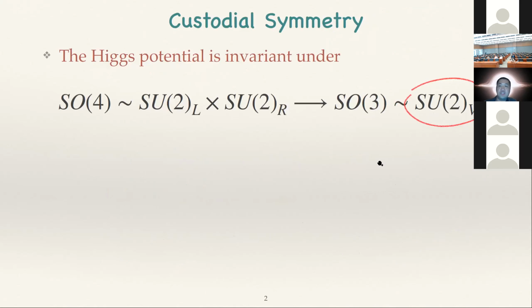So let's go over what custodial symmetry is. Just a revision: the Higgs is a complex doublet, and the Higgs potential is invariant under SO(4), that is SU(2) left times SU(2) right, the old story. Go to symmetry breaking: the VEV breaks SO(4) to SO(3), and you have a remaining SU(2). That is what we call custodial symmetry.